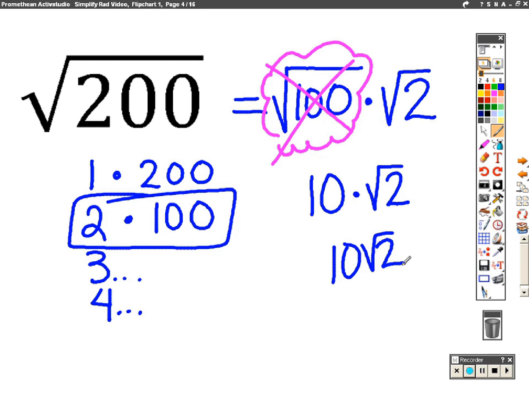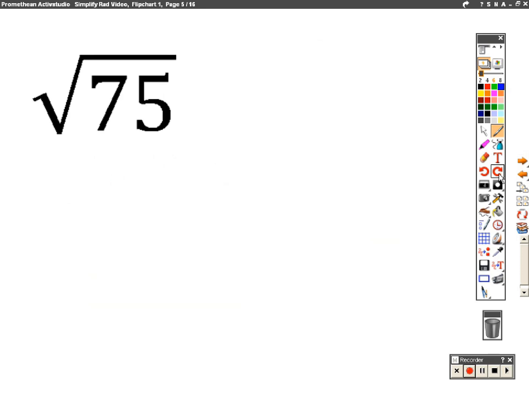Now, please don't show all these steps. After a while, these become very, very repetitive. So when you start seeing the same numbers over and over again, you don't have to show every single step.